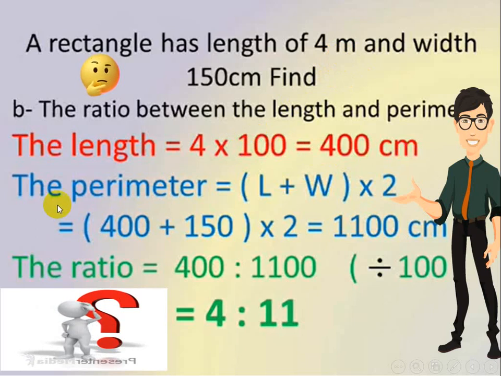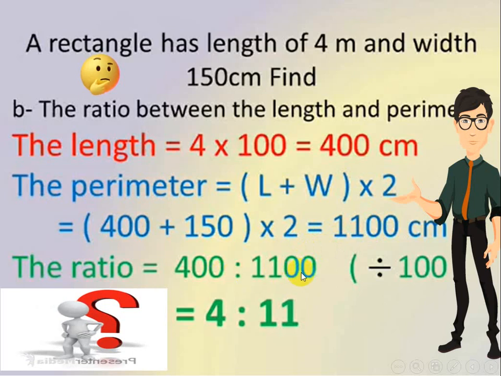Now I'll get the perimeter of the rectangle. Perimeter of a rectangle, you know the rule, length plus width, all times 2. Substitute now, 400 plus 150, all times 2. By calculator it will be 1100 centimeters. So the ratio now between length and the perimeter is 400 to 1100 centimeters.